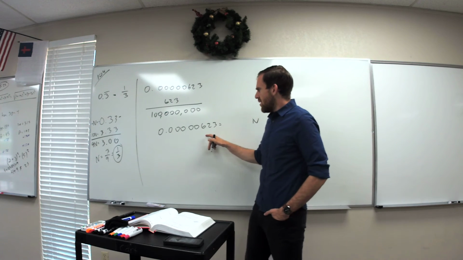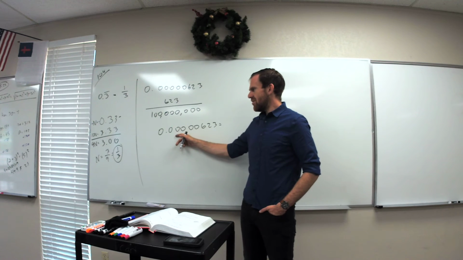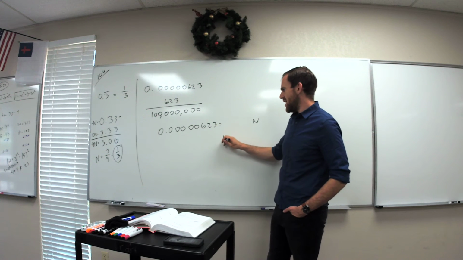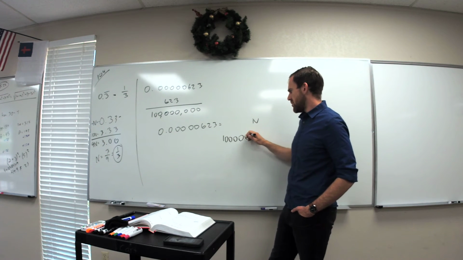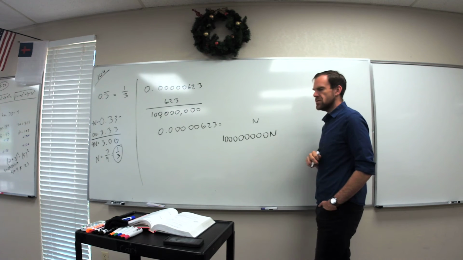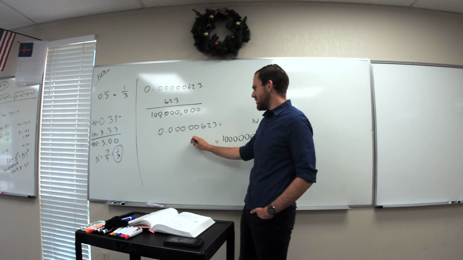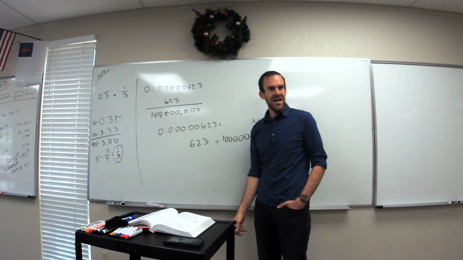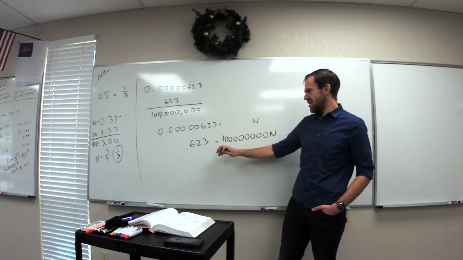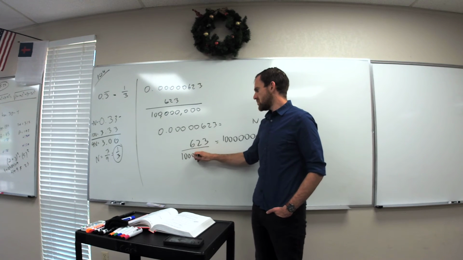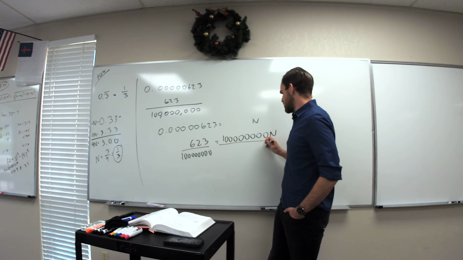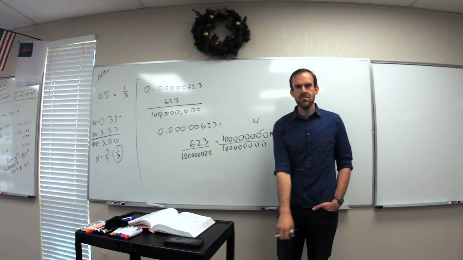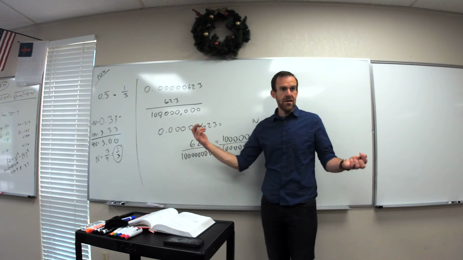Okay? So if I wanted to cancel this out, how could I do that? Well, I can multiply this number n by 100 million. What do I get? 623. And then I can just divide by 100 million, because I don't have to deal with the repeating part. It's just done. It's a bit silly. So n equals that. That's it.